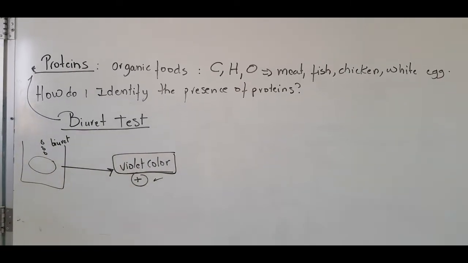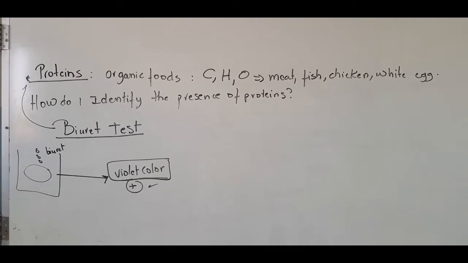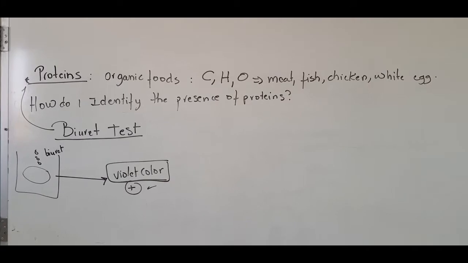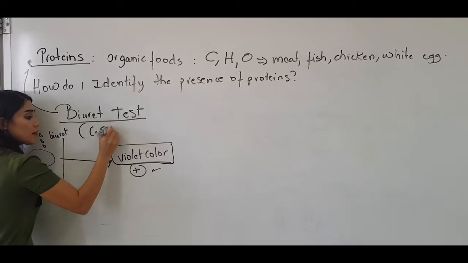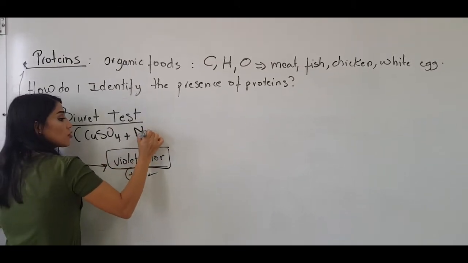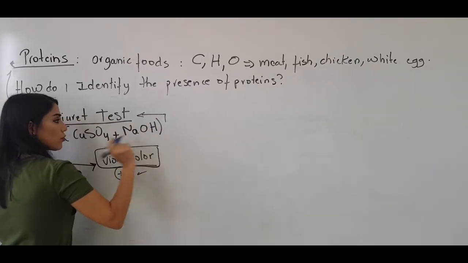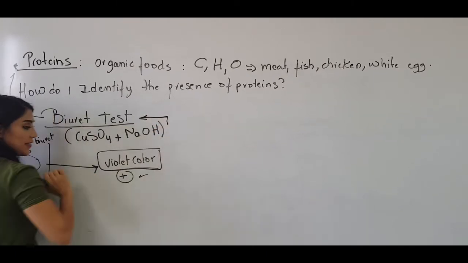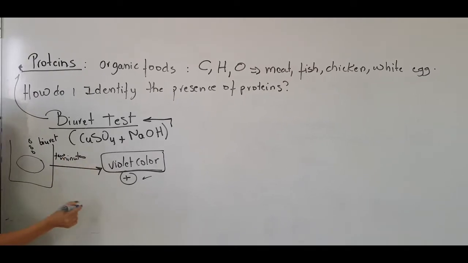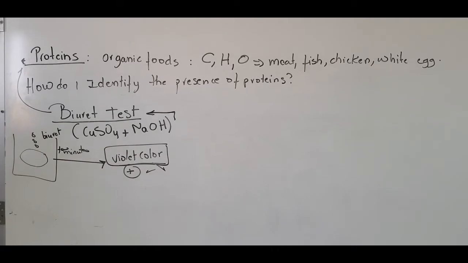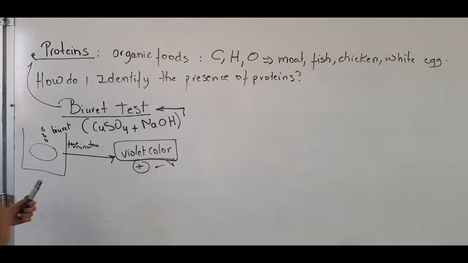Alright? Another way for testing the presence of protein is by using another test known as copper sulfate plus sodium hydroxide. So, we either call it the violet test or CuSO4, copper sulfate plus sodium hydroxide. It is the same way, miss. So, copper sulfate plus sodium hydroxide, it is the same as violet test. So, we need to wait a few minutes. If it turns into violet color, so yes, it does contain protein.